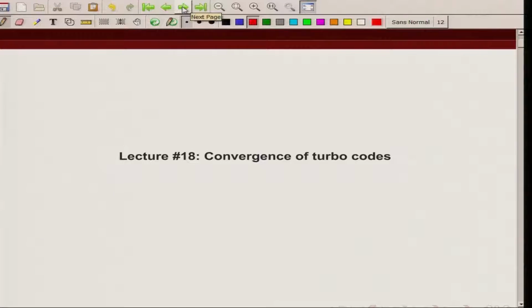We are going to talk about how to analyze the performance of turbo code in low SNR. We are going to talk about convergence, how to track the convergence of the turbo iterative decoding algorithm, and that is the topic of our discussion, convergence of turbo codes.